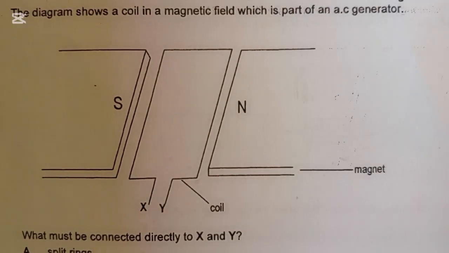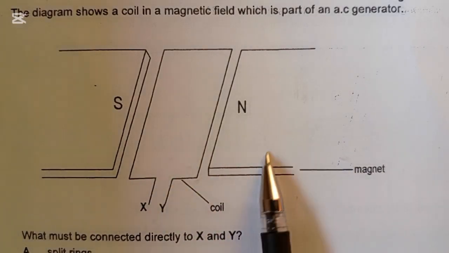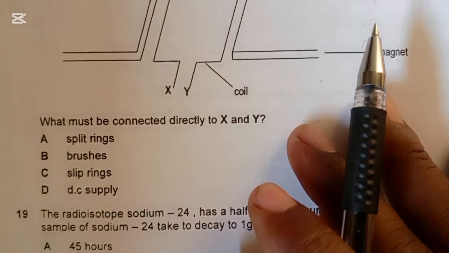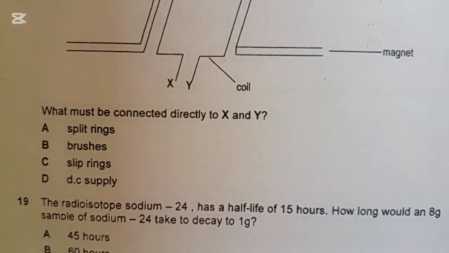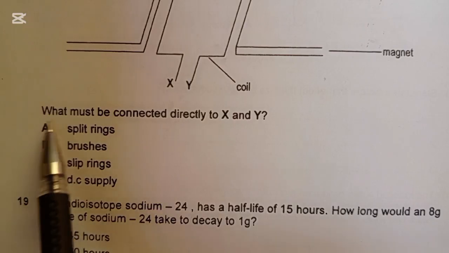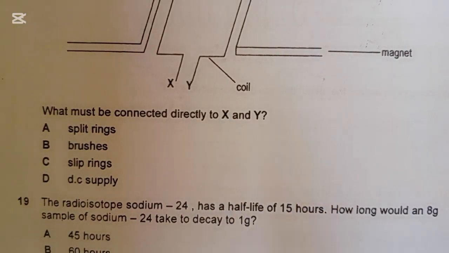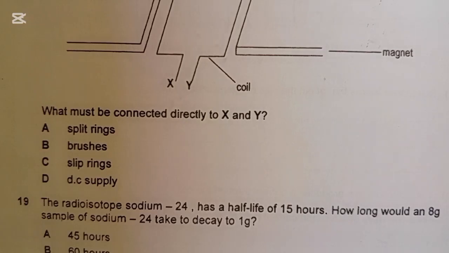Multiple choice question. The diagram shows a coil in a magnetic field which is part of an AC generator. We have magnets, we have the coil. The question is, what must be connected directly to X and Y?